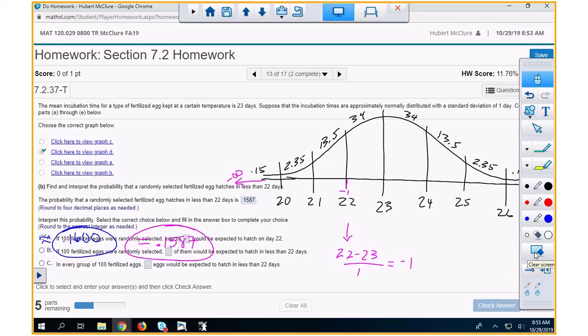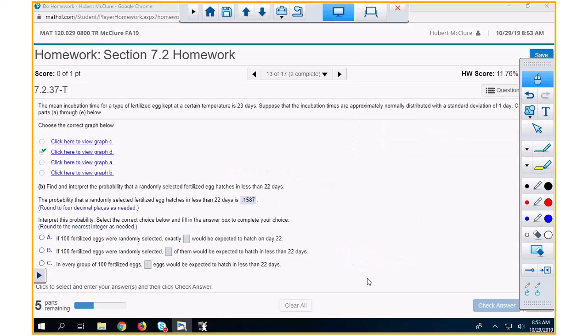This one says, let me erase it. Okay. Where's the question? Okay, interpret the probability, select the correct choice below, and fill in. Oh, I hate when they ask this. All right, so if 100 fertilized eggs were randomly selected, and you've got a 0.158, so that means 16 eggs are going to be whatever, right? Now, the wording here, we said less than, okay?